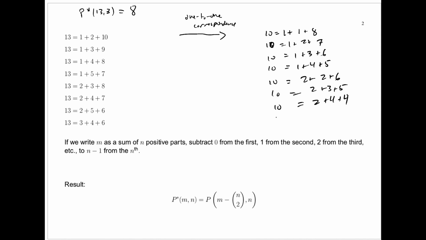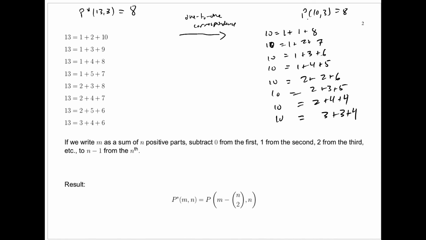And finally, 10 equals 3 plus 3 plus 4. I claim at the end of this process, I have every way of writing 10 as a sum of 3 positive integers. In other words, there are 8 ways to do it. I claim that I've counted that P10(3) equals 8.